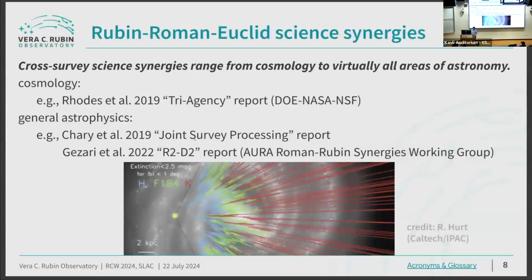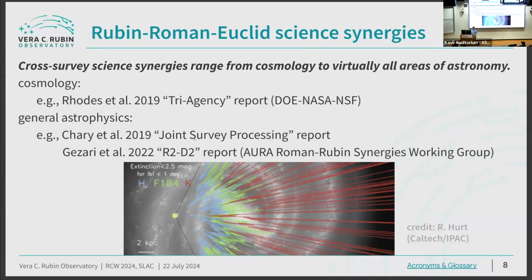By now, there have been many different studies and white papers and reports that have all uniformly found that it's going to be extremely important and impactful scientifically to combine and maximize the combined value of these data sets together. Cross-survey science synergies range from cosmology to virtually all areas of astronomy. Cosmology has been particularly well studied, for example, this Rhodes et al. tri-agency report across DOE, NASA, and NSF. But more generally, across all of astrophysics, there was this Cherry et al. 2019 Joint Survey Processing Report, and more recently, the ORR Roman Rubin Synergies Working Group report, R2D2, as it's sometimes called.